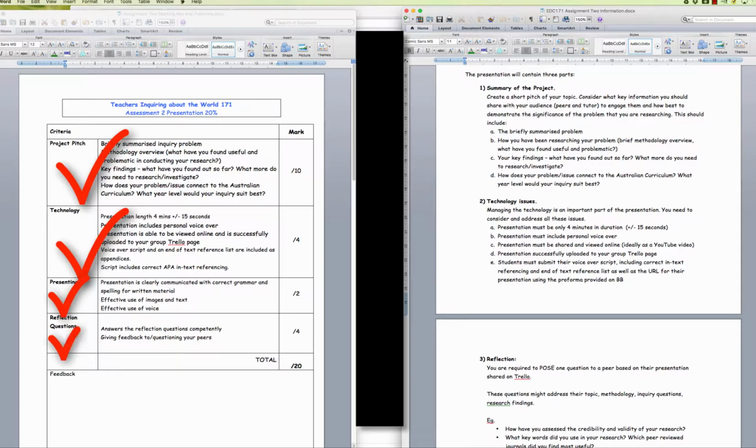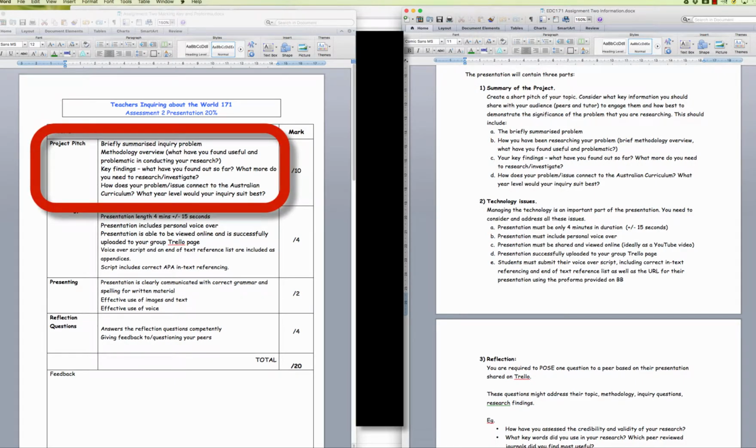we can see that there are 1, 2, 3, 4 criteria by which, or against which, you're going to be marked. Now, the first of these is the project pitch, and it talks about a briefly summarized inquiry problem, methodology overview, key findings, how does your problem or issue connect to the Australian curriculum, and so on and so forth.